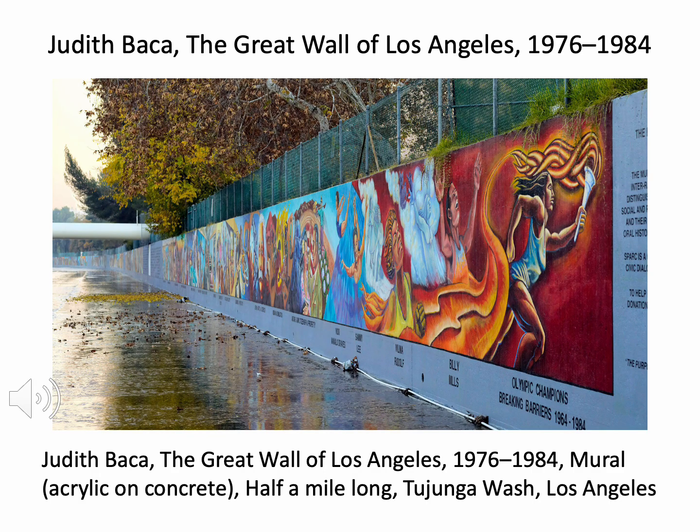Judith Baca's The Great Wall of Los Angeles is one of the most ambitious and inclusive public art projects in U.S. history. Spanning more than half a mile along the Tujunga Wash in LA, the mural tells the stories often left out of textbooks: indigenous histories, civil rights struggles, immigration, internment camps, LGBTQ activism, and more. Created with the help of hundreds of youth, many from marginalized communities, Baca used the process itself as a form of activism and healing. The act of painting became an act of reclaiming space, memory, and voice.